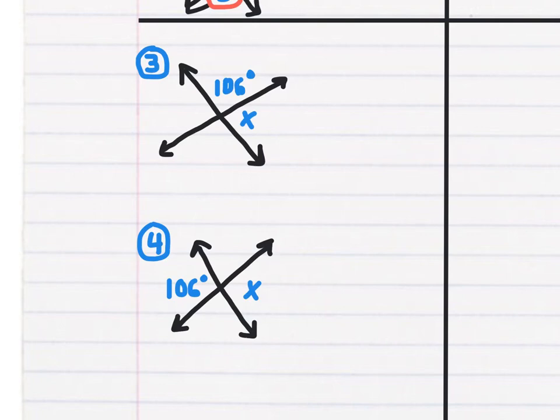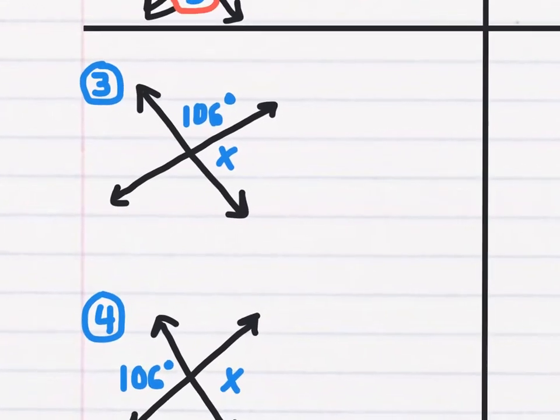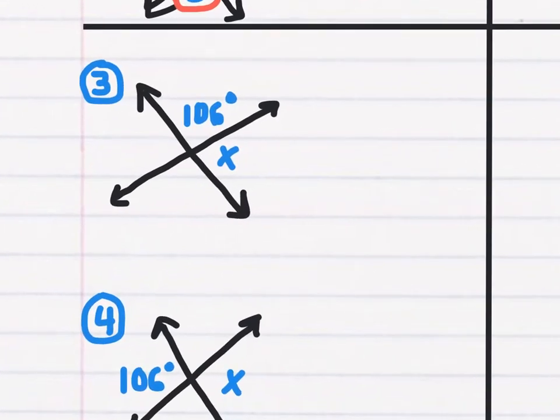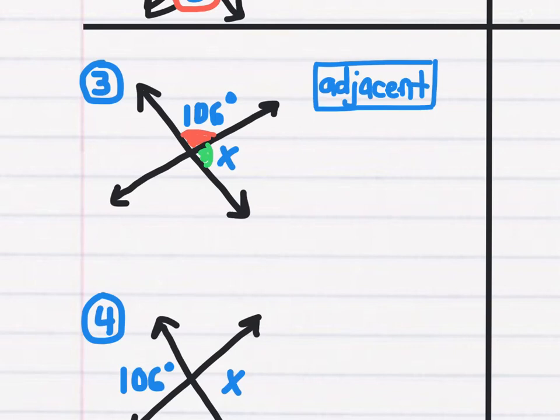So let's look at number 3. On number 3, we're going to zoom in on that. Okay, we're looking at angle X and angle 106 degrees. So if I were to color in angle X, it is this one here, okay? And then I would color in 106 degrees, that's this one here. Notice that they touch, okay? So that means they are next to each other. So they're adjacent. Please write adjacent on your paper and box it.